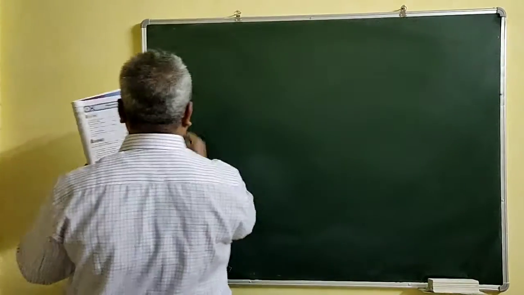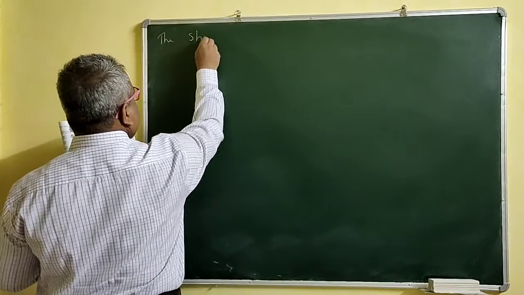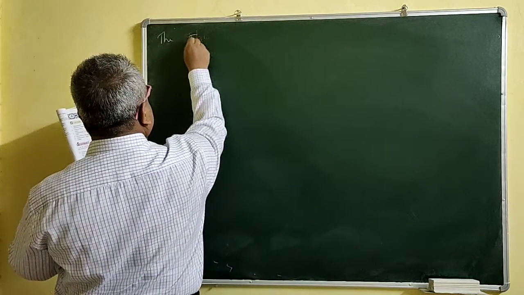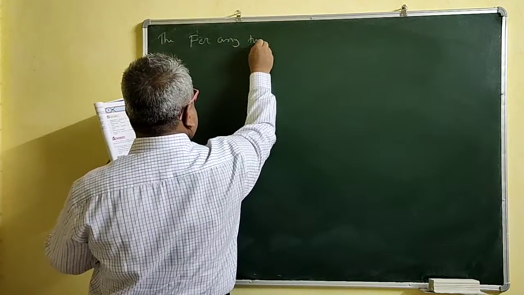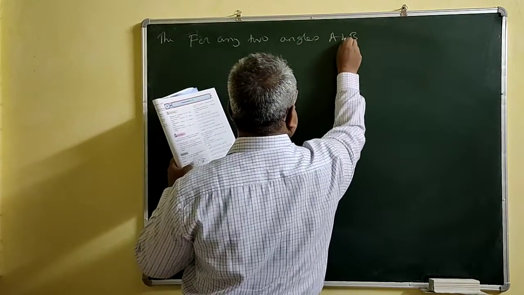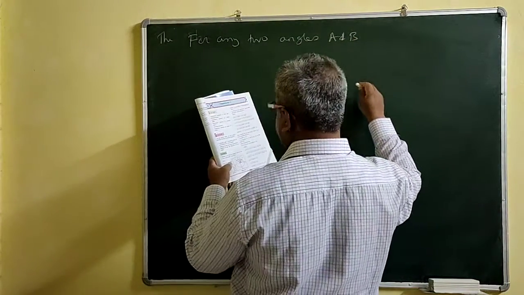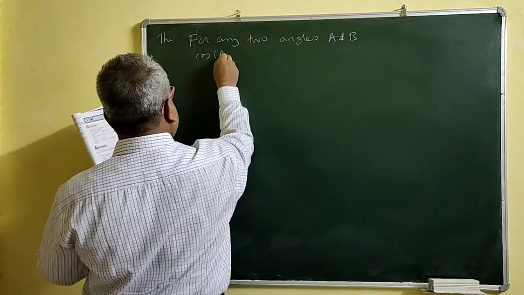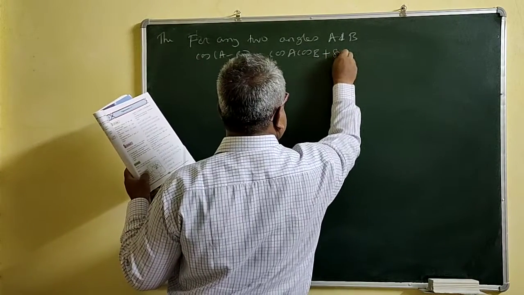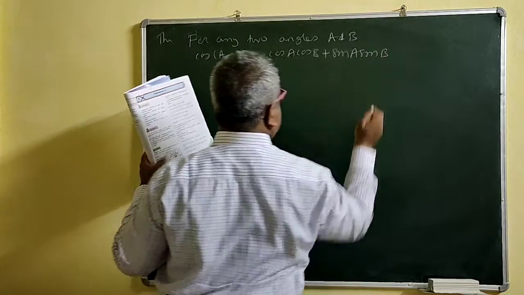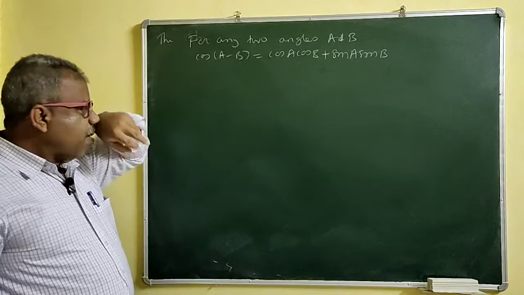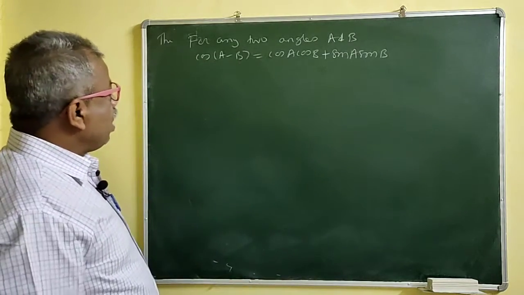Okay, so we'll take this theorem. For any two angles A and B, cos(A minus B) is equal to cos A cos B plus sin A sin B. So this is the formula for cos(A minus B). Now we have to prove this.